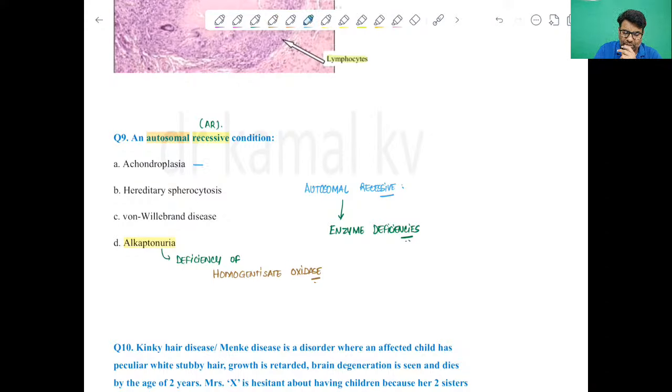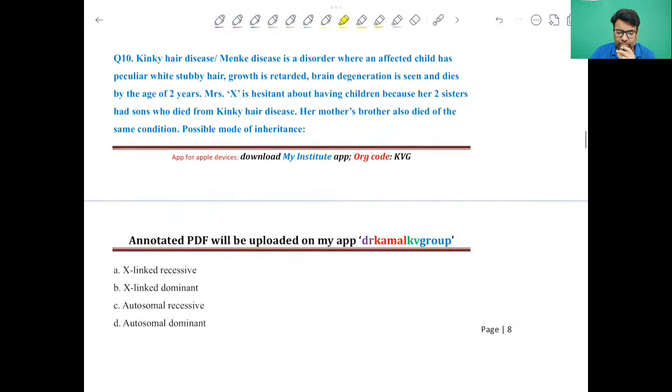Like achondroplasia, it is autosomal dominant. Hereditary spherocytosis is autosomal dominant, and von Willebrand is also autosomal dominant. So the answer here will be alkaptonuria. Similarly, it can be phenylketonuria or any other enzyme deficiency condition. So just take the message: if you see any of the options as enzyme deficiencies, probably it is going to be the answer for autosomal recessive inheritance. Now next question.